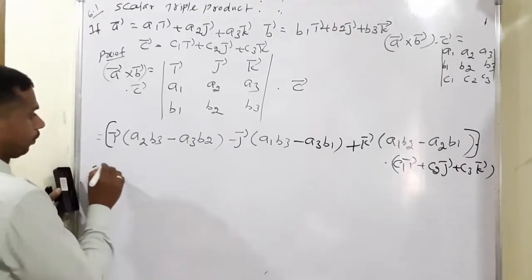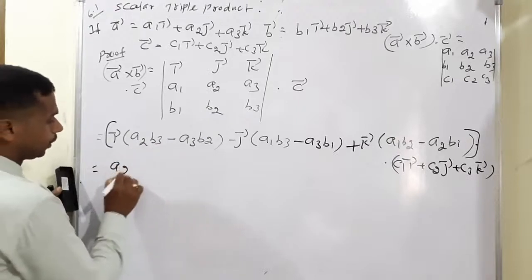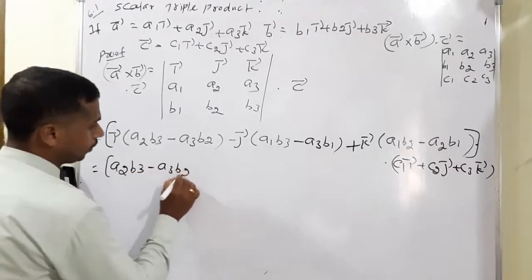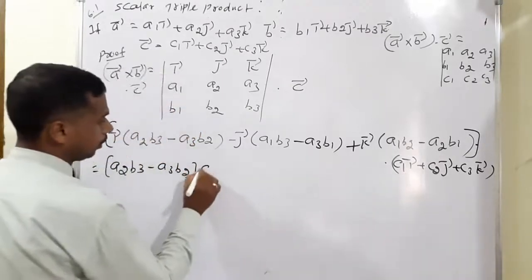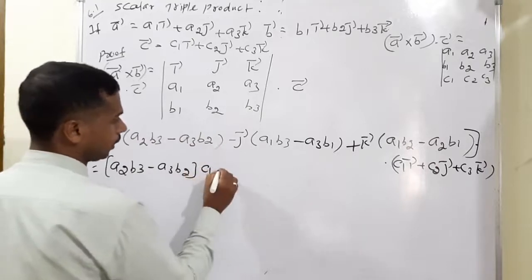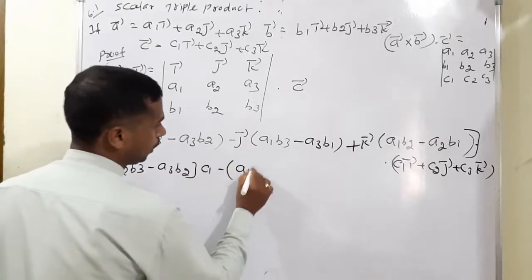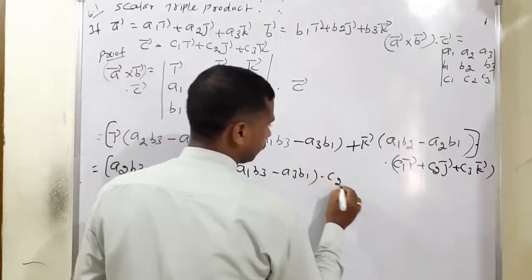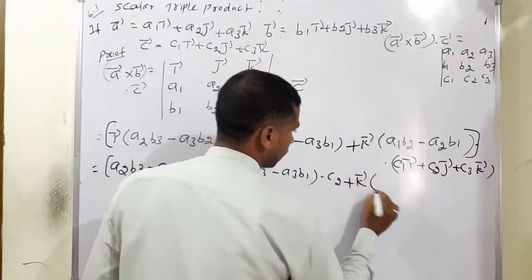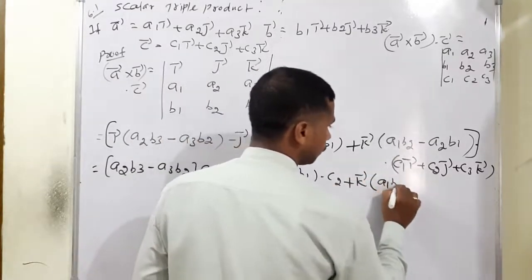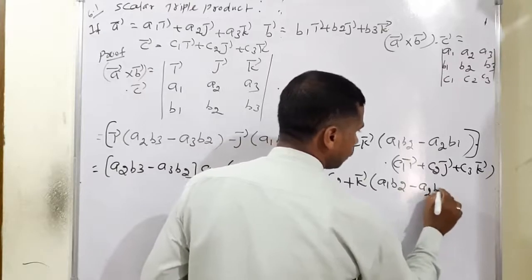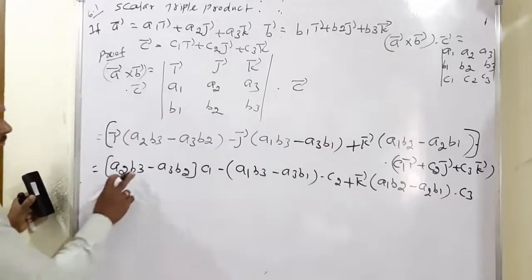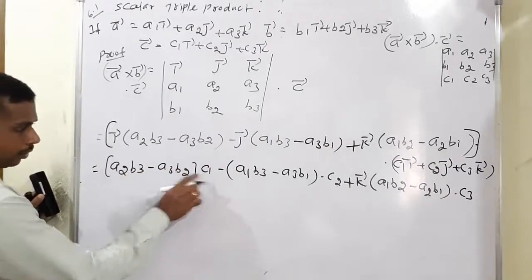The unit term. Therefore we can write only the term, A2 into B3 minus A3 B2. Outside we have C1. The next condition, there is minus sign, minus of A1 B3 minus A3 B1. Outside dot C2 is there. Next condition, plus K vector means A1 B2 minus A2 B1. Outside dot C3 is there.